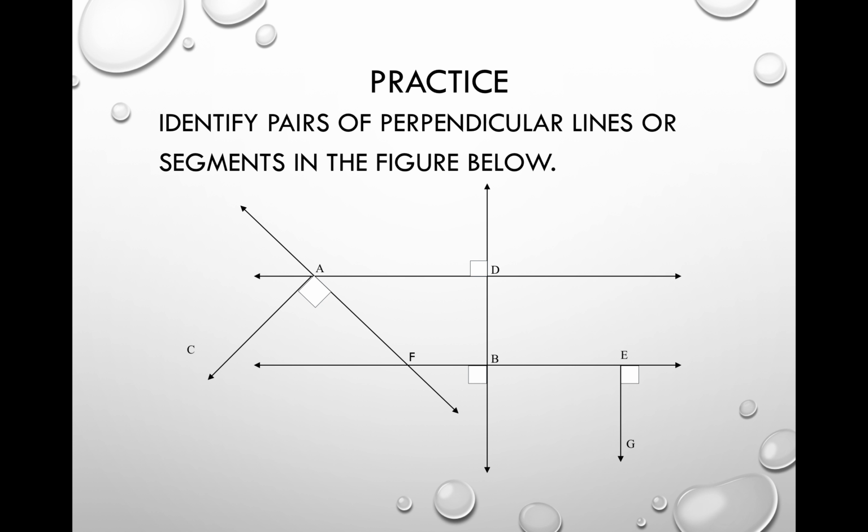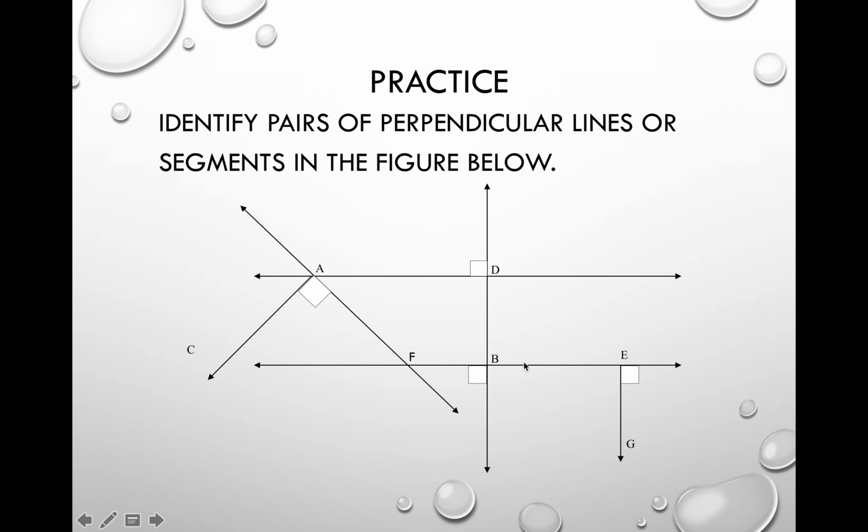Alright, so we're going to practice a little bit more. Identify pairs of perpendicular lines or segments in the figure below. So again, we're still going to talk about lines and line segments. I also see that we have a few rays as well, but it's asking us for lines and line segments. So if I look, I have line AF and I have line segment AC. I believe that would work.